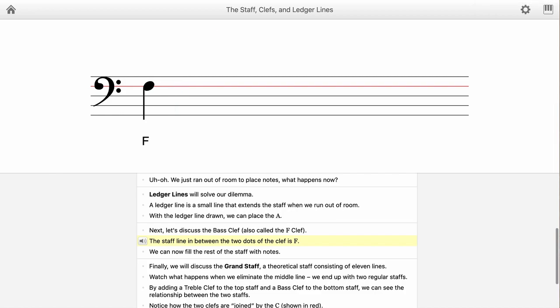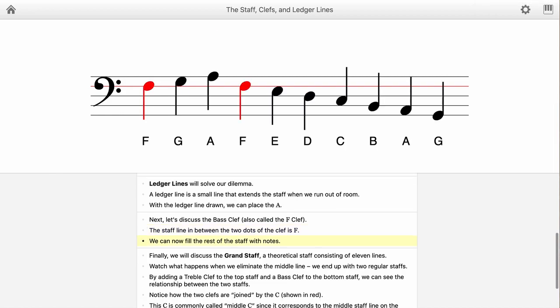We can now fill the rest of the staff with the other notes. So notice as we go up, we started on F. When we go to the next space, we go to the next letter of the alphabet. Because we're going up, we go forward in the alphabet. So the next letter is G. We continue going up to the next line. That becomes an A. If we start on our F and we go down, we go backwards in the alphabet. Starting on the F line, if we go down one space, we go to the E and continue all the way down.